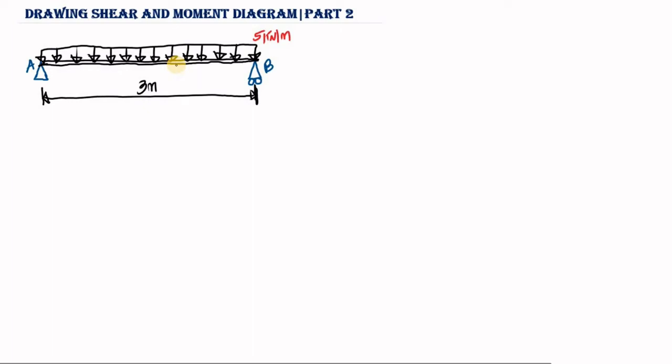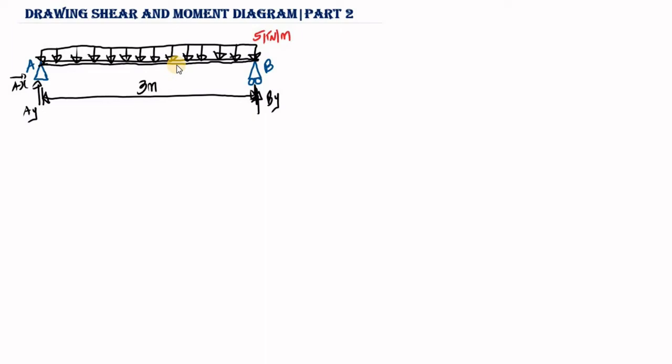So at point A, which is the pin support, we are going to have an unknown vertical reaction. So let's call this AY. Then we're also going to have an unknown horizontal reaction, which is AX. Then at point B, which is the roller support, we are going to have an unknown vertical reaction, which is BY. So we're going to have just one unknown reaction because that is a roller support.